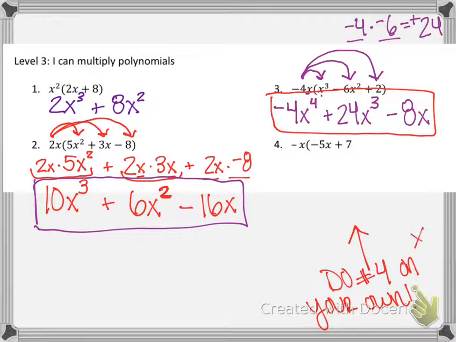Go ahead and try and do number 4 on your own. See if you can answer it. You're multiplying negative x times negative 5x and negative x times 7.